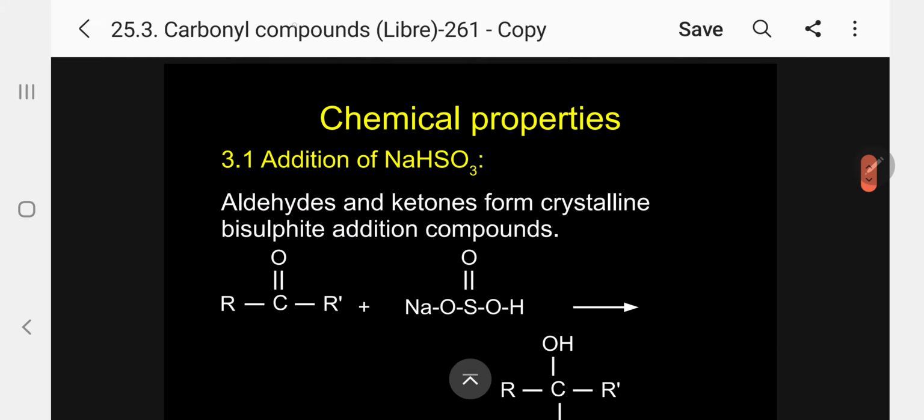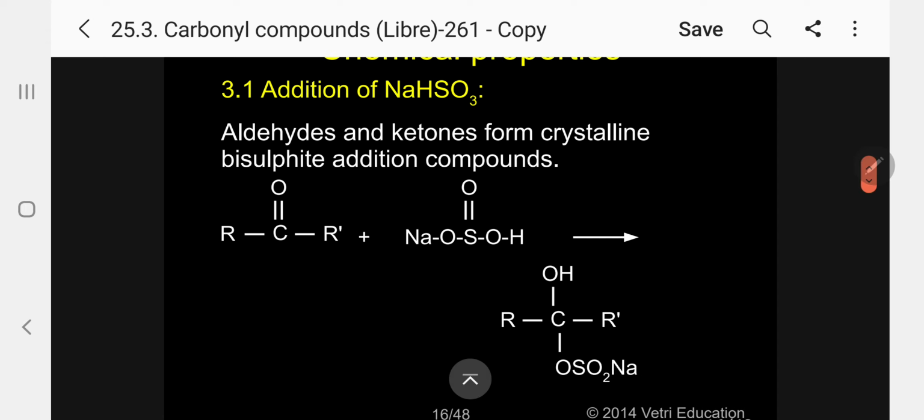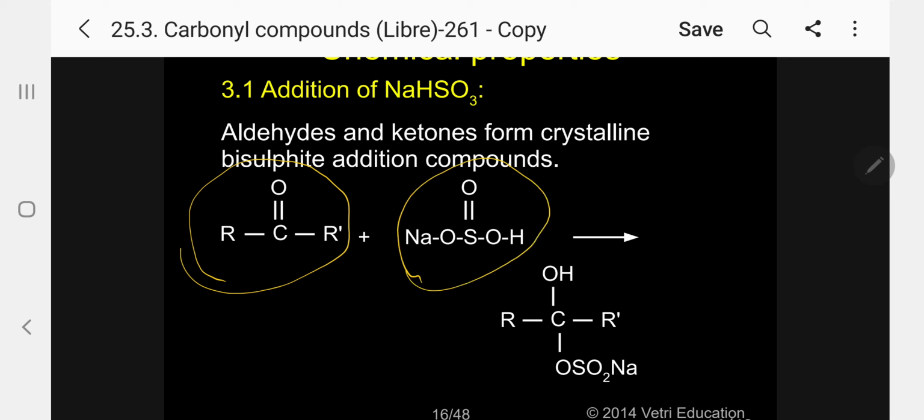First, the action of sodium bisulfite. Kindly follow. This is a bulky group. So what will happen now? I will show you the general representation. This is the general formula for aldehyde or ketone. This is the sodium bisulfite. So what will happen here automatically? It undergoes addition like this.